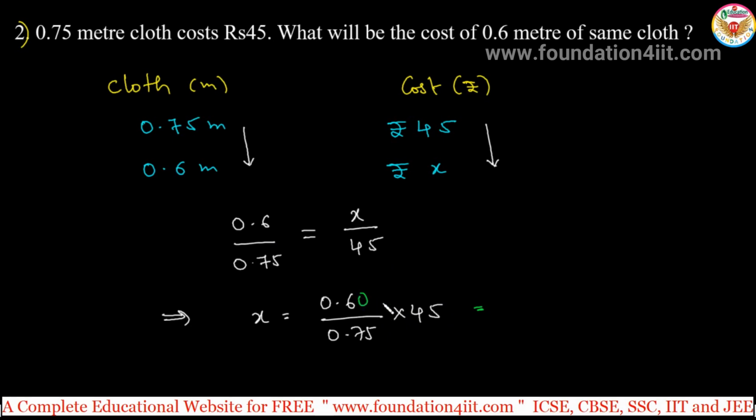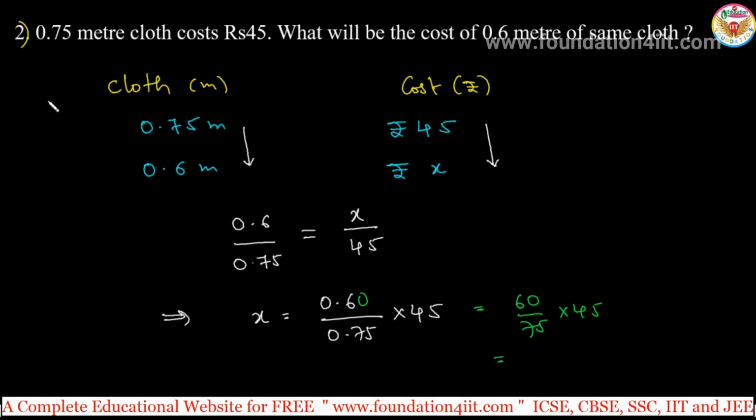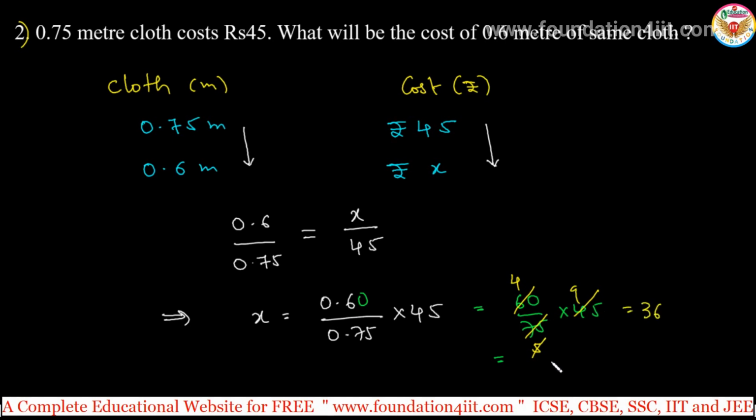So we can remove the decimals, that means it becomes 60 by 75 into 45. After the point, the same number of digits you can remove, by multiplying 100 by 100. Then simplify this value. So here is the 15 table. 15 times 4, 15 times 5. Again 5 nines, 9 fours. So 36. That is rupees 36. The cost of 0.6 meter cloth is rupees 36.